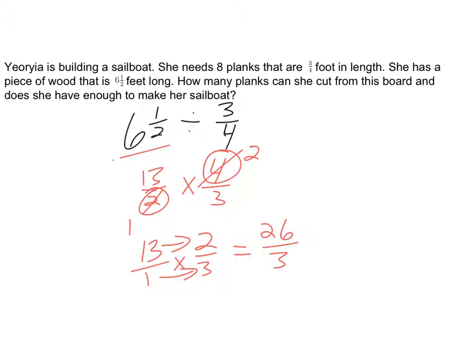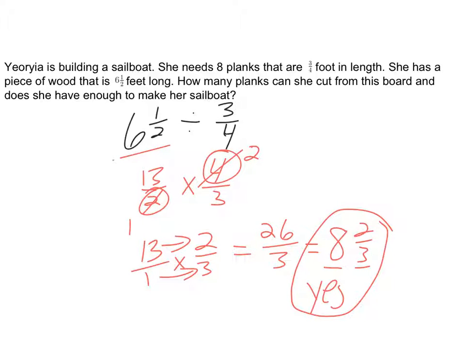Then I turn this back into a mixed number. 3 goes into 26 8 times with 2 left over. So she would get 8 full pieces and have 2/3 left over. So yes, she does have enough because she only needs the 8.